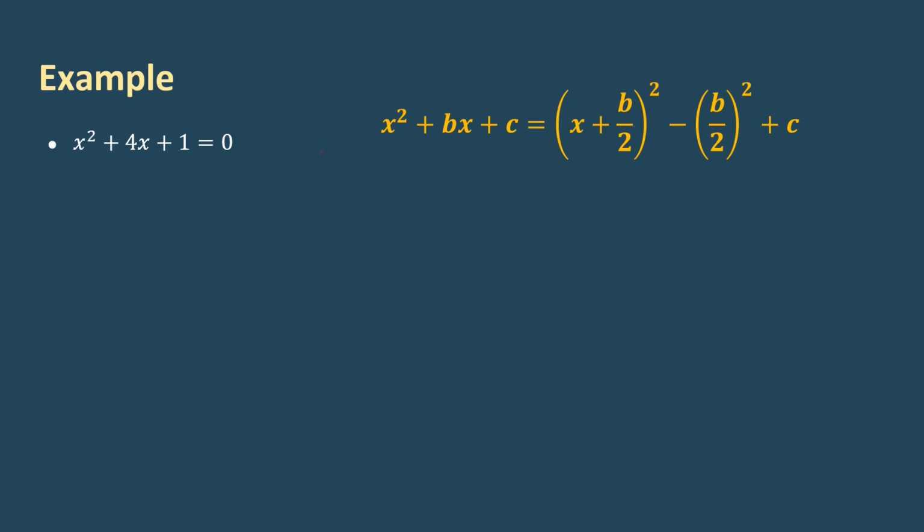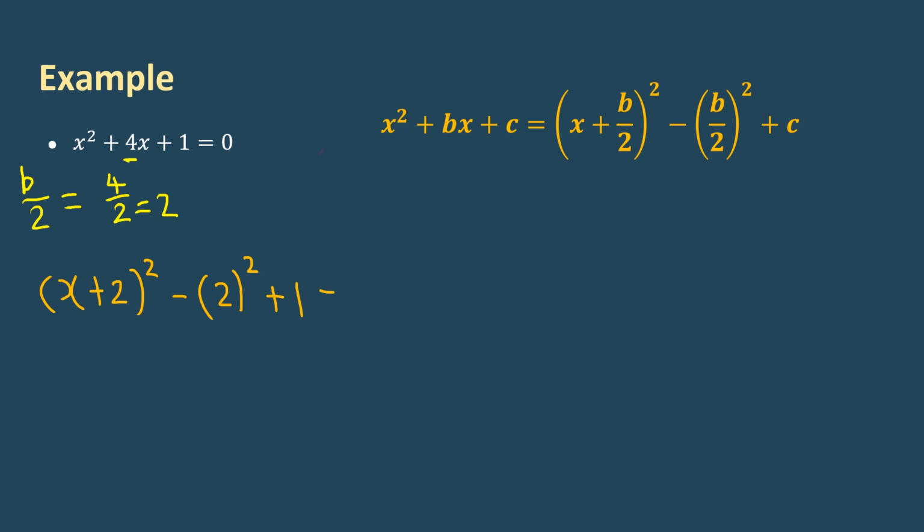The first thing we want to find is b over 2. b over 2 is actually just the coefficient of the x divided by 2. In this case the coefficient is 4, so we take 4 over 2 and we get 2. Now that we have the value of b over 2, we can write the final form out. For this question, we should get the equation (x plus 2) squared minus 2 squared plus 1 equals 0.